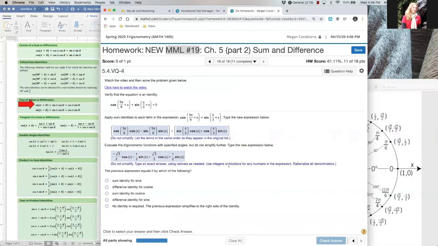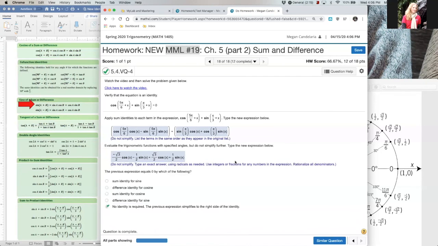Okay, all right. The previous expression equals 0 by which of the following? Well, don't overthink this too much. If you look at this and start simplifying, notice that we have a negative square root of 3 over 2 cosine of x and a positive square root of 3 over 2 cosine of x. Don't those just cancel? We have a negative 1/2 sine of x and a positive 1/2 sine of x. Don't those just cancel? So no identity is required. It just simplifies by good old algebra.